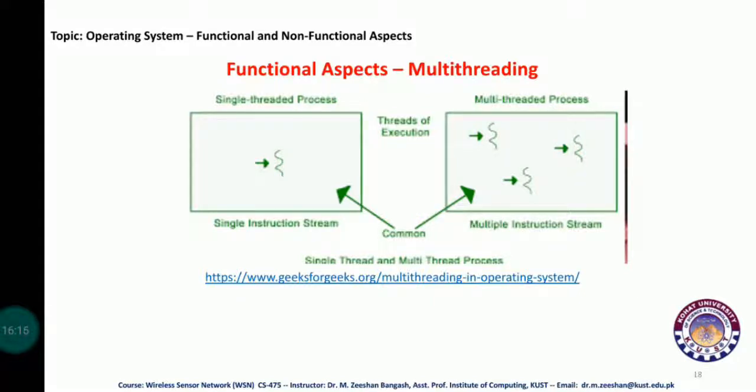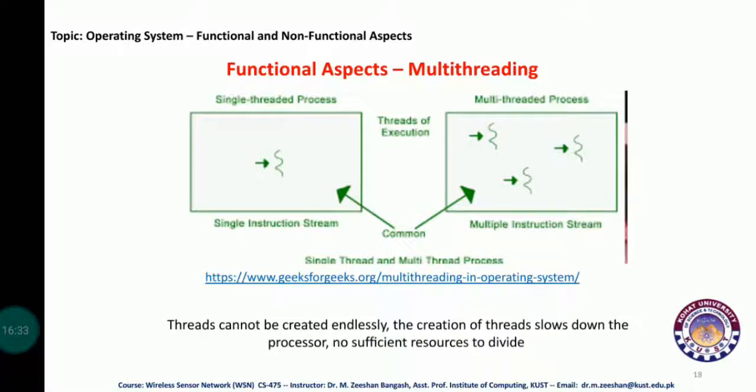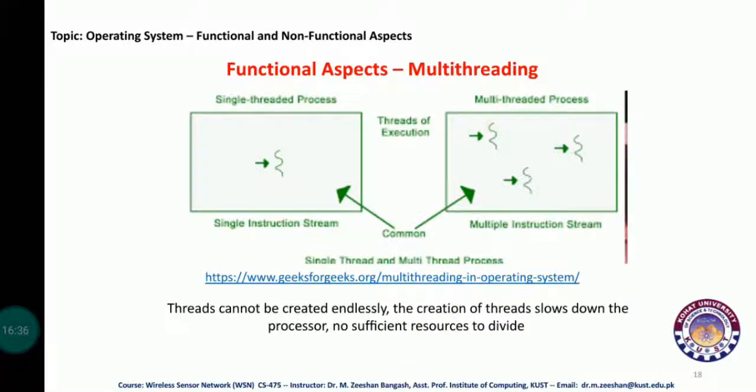However, keeping in view the resource constraints, in a multi-threaded application more threads will be utilizing more resources. So up to what number should the threads be divided, or multi-threading performed? That's a question to be answered. Threads cannot be created endlessly, because the creation of threads slows down the processor. We already know that it utilizes resources, and there are not sufficient resources to further divide. So this is one of the main concerns while considering this functional aspect for wireless sensor networks.